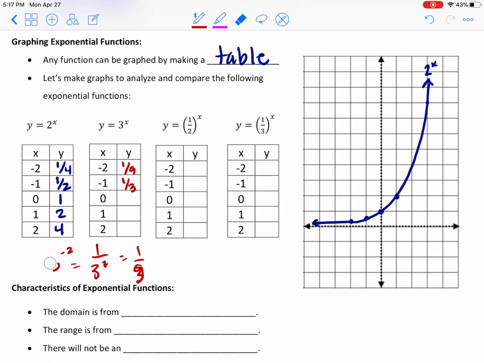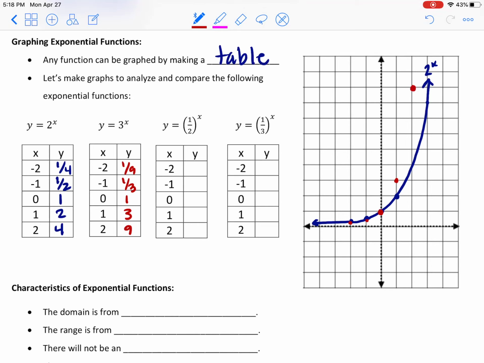Okay, now let's change this to a base of 3. What's happening with the base of 3? Well, 3 to the negative 2 is 1 over 3 to the positive 2, which means it's 1/9. And then if I had a 1 here, then it'd be a 3 here, so 1/3. Anything to the power of 0 is 1. 3 to the first is 3, and then 3 squared makes 9 here.